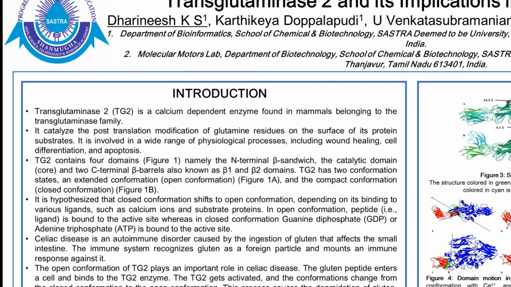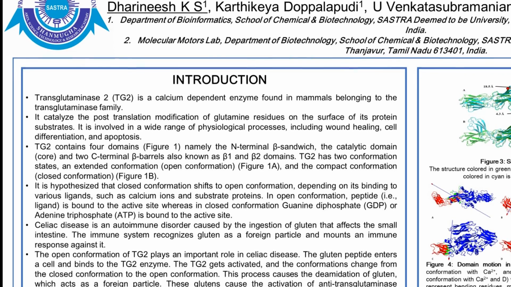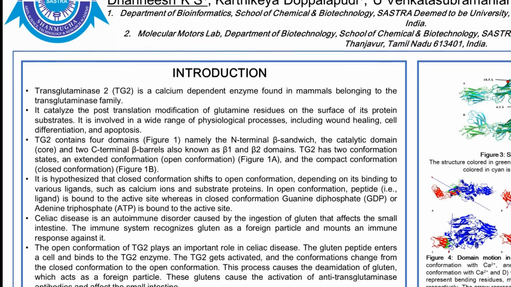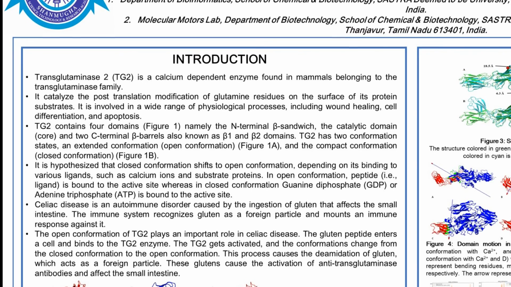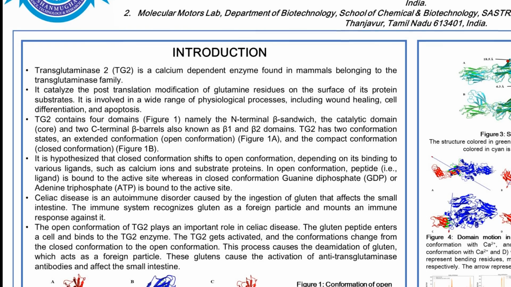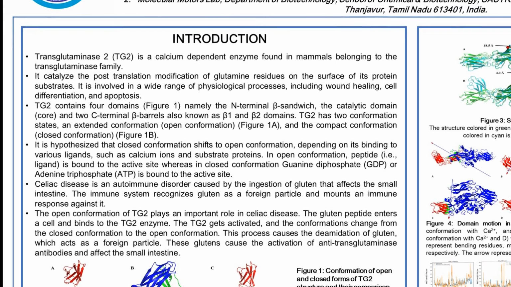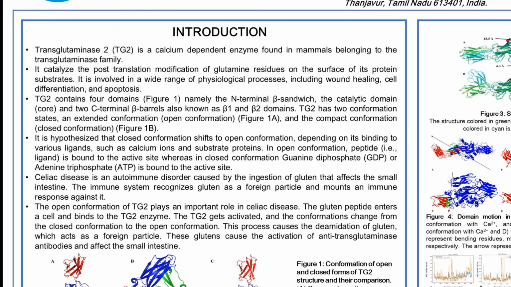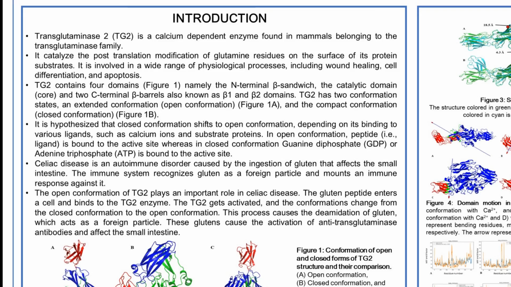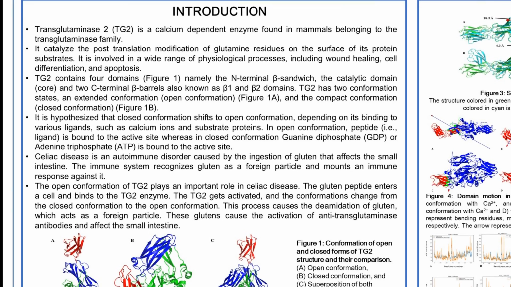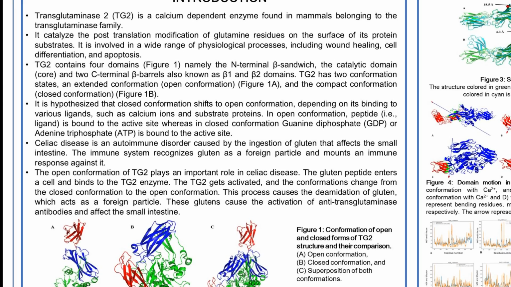Transglutaminase 2, that is TG2, is a calcium-dependent enzyme mostly found in mammals. These enzymes catalyze the post-translational modification of glutamine residues on the surface of their protein substrates. It contains four domains, namely the N-terminal beta sandwich, the catalytic domain, and two C-terminal beta barrel domains. It has two conformation states, the open conformation and the closed conformation, as shown in figure 1.